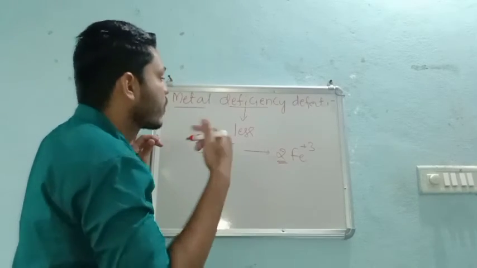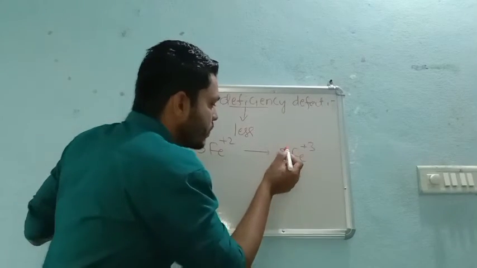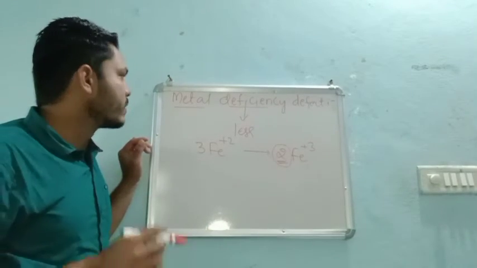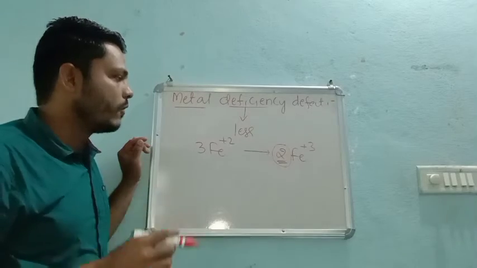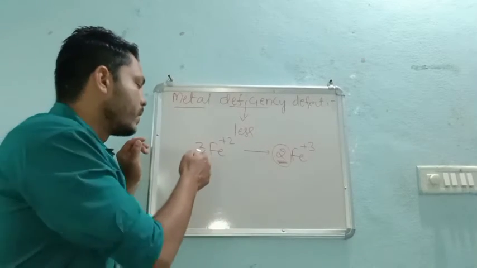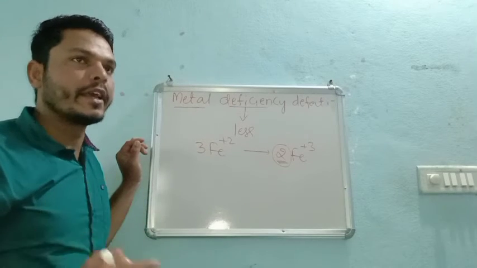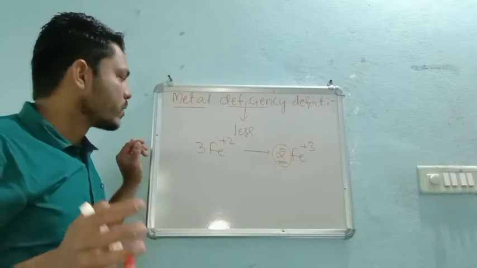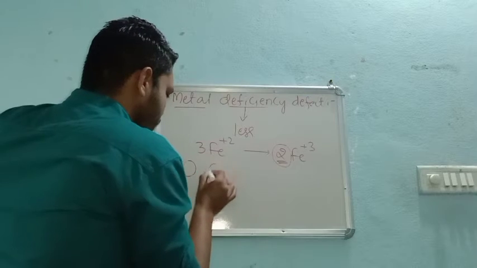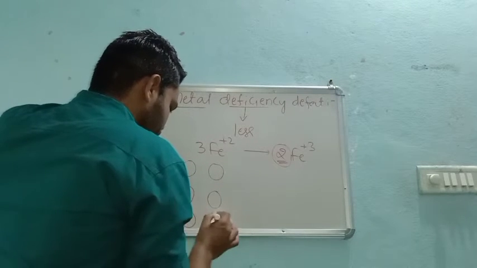There were 3 metals before. After undergoing some changes or defect, the number of iron became 2, right? That's why this metal deficiency defect arises due to a decrease in the number of positively charged species. Iron has decreased. So we can show this directly with the diagram, and it will be very easy for you.